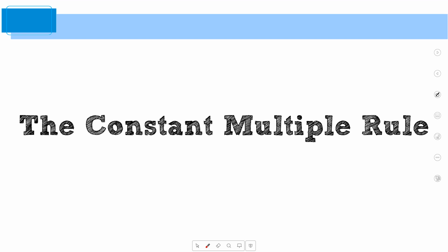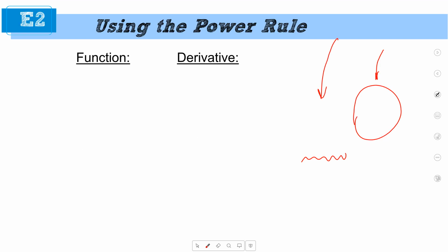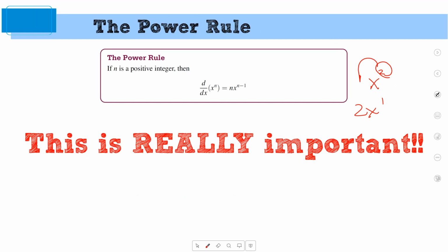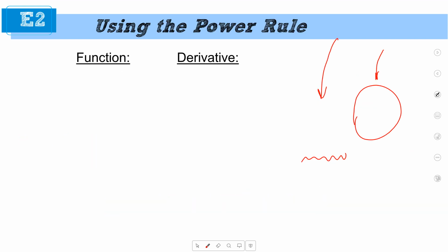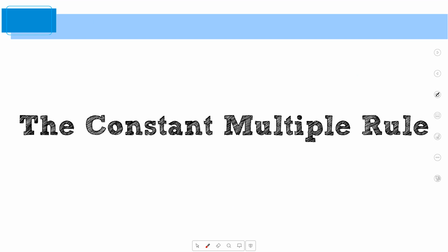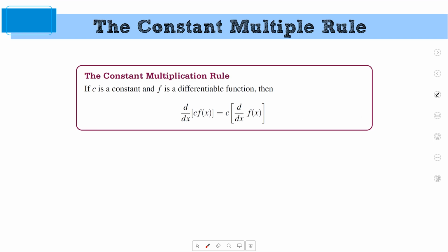So, now we talk about the question that Mia asked. Mia asked, what if there was a 2 in front of the x squared? So that is applying the constant multiple rule. If you're taking the derivative of a function times a constant, it's the same thing as a constant times the derivative of the function.